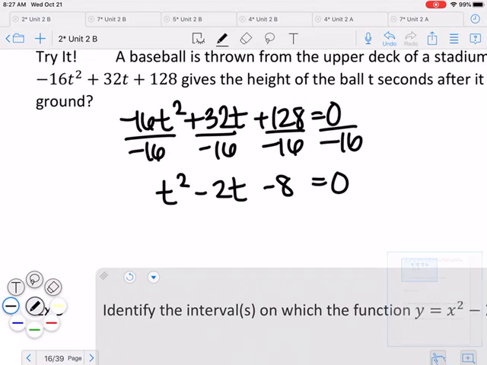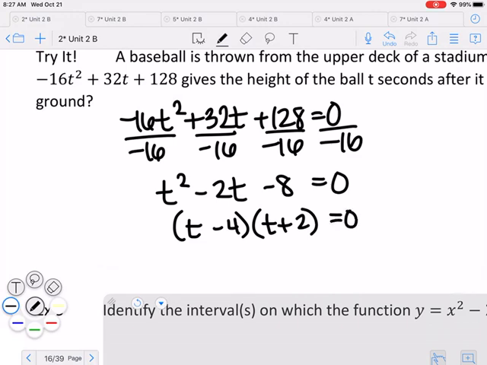So we get t squared minus 2t minus 8. This factors into t minus 4 times t plus 2. And solving, t equals 4 and t equals negative 2. Negative time doesn't make sense.